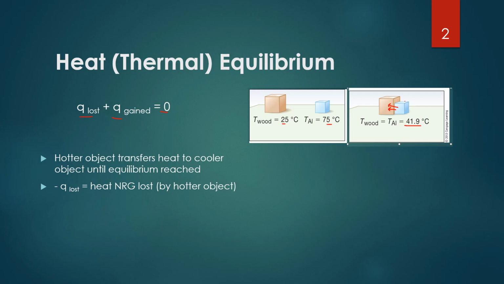So the heat lost is always going to be the hotter object, because the hotter object is the one losing the heat. The heat gained is going to be the cooler object. That is the one that is gaining heat from the hotter object. So we can set these equal to each other, but their values are opposite. So the heat lost is generally a negative value, and the heat gained will be the same amount, but the opposite sign. So one positive, one negative, but the numerical values are the same.